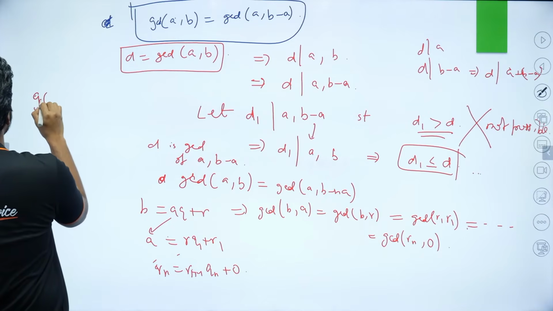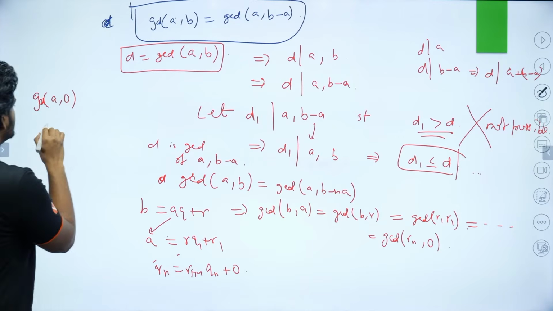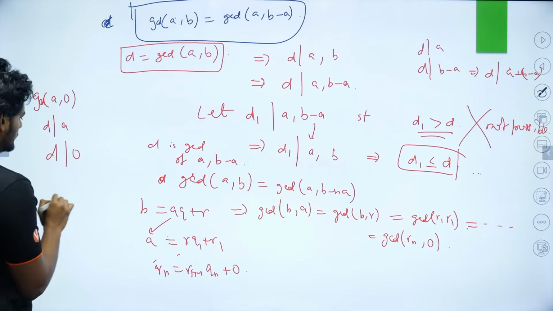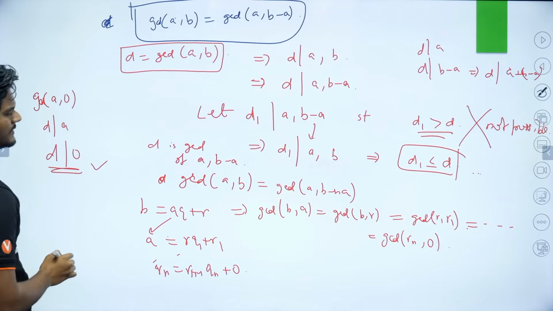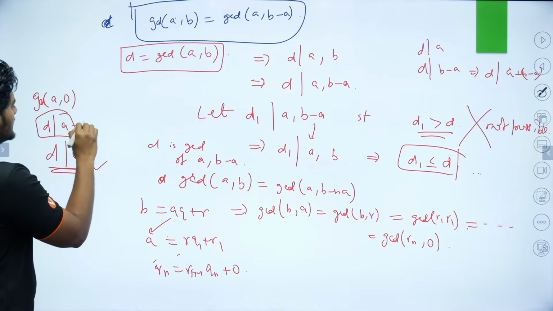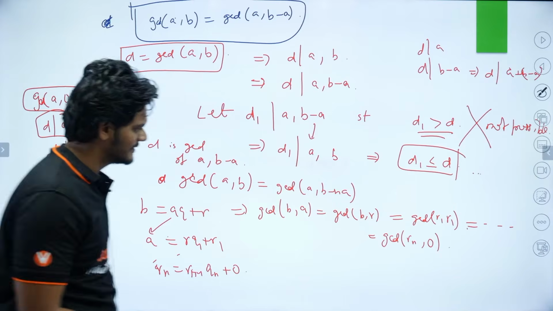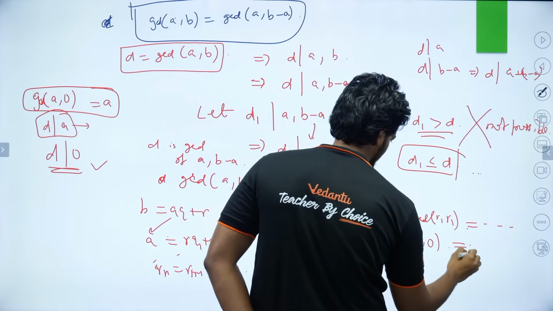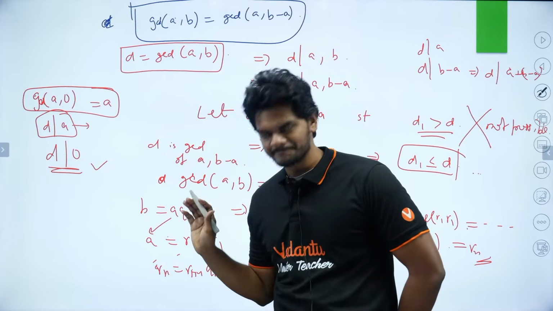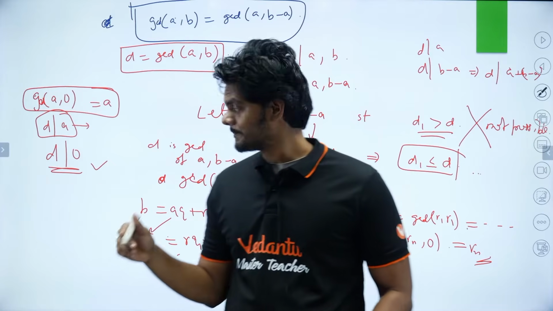GCD of A comma 0. So, the D should divide A and D should divide 0. All numbers divide 0, right, and it has to be common. So, what is the greatest? This has to be A, right, that is simply Rn. That is why Euclid's algorithm works, right. I hope I made that clear.